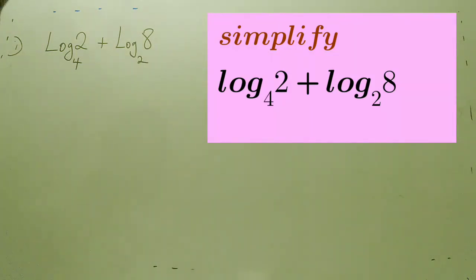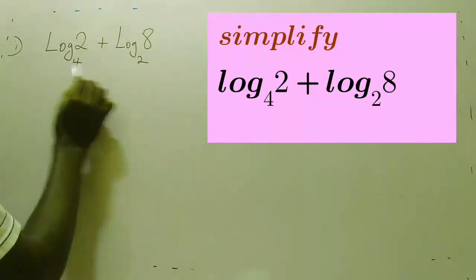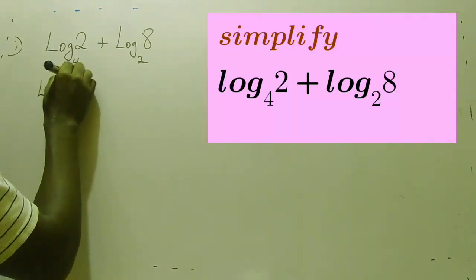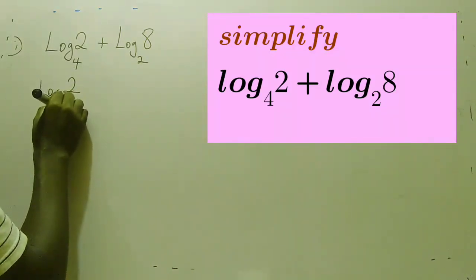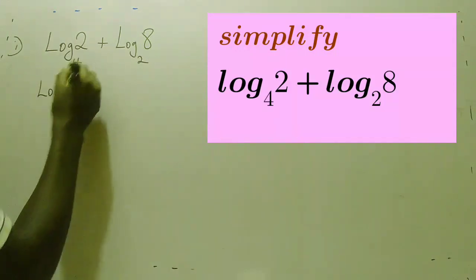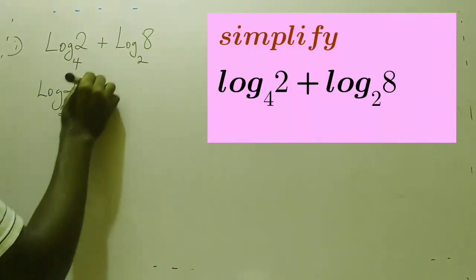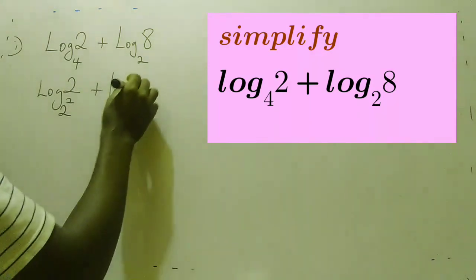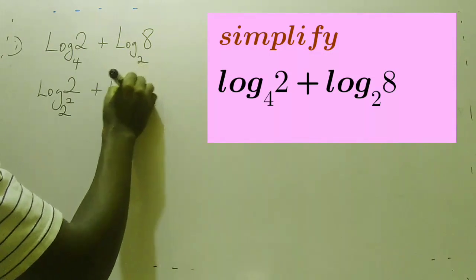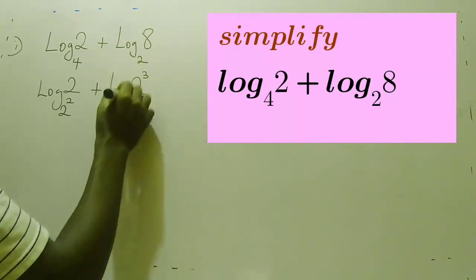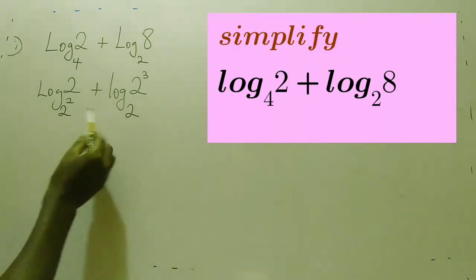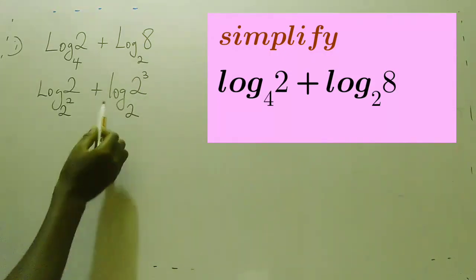Okay, now what we are going to do to solve this is, first of all, let's make their bases the same. So I can write this as log 2, and then I can write this 4 as 2 raised to the power of 2. Then I can write this 8 as 2 raised to the power of 3, then base 2. Now you can see what I've just done. I've made their bases the same.